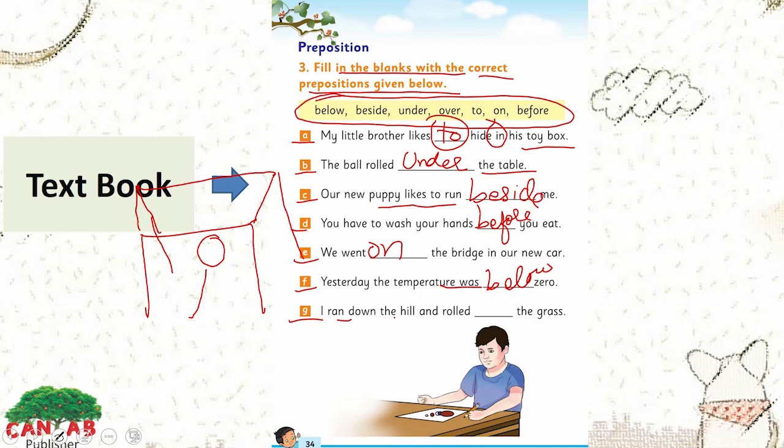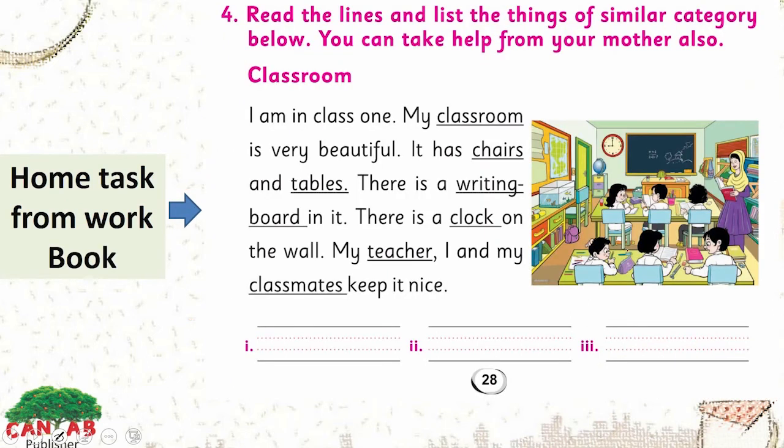I ran down the hill and rolled over the grass. If you read these sentences carefully, you will learn the proper use of prepositions in these sentences. Like this sentence shows the temperature is below 0, over the grass, under the table, likes to hide, beside me, before, on.